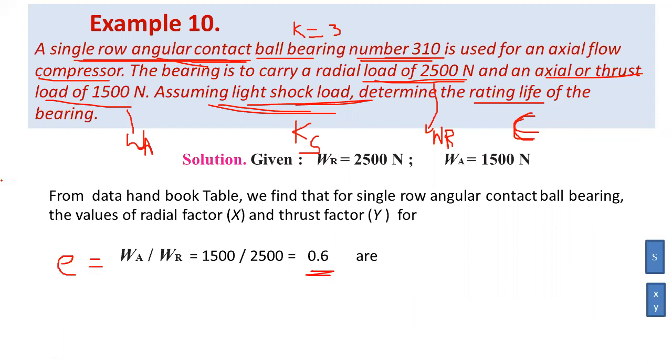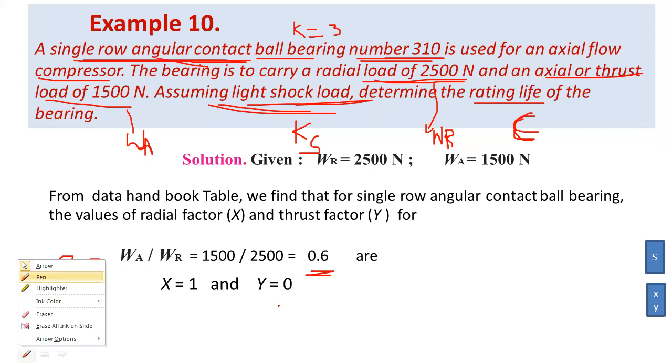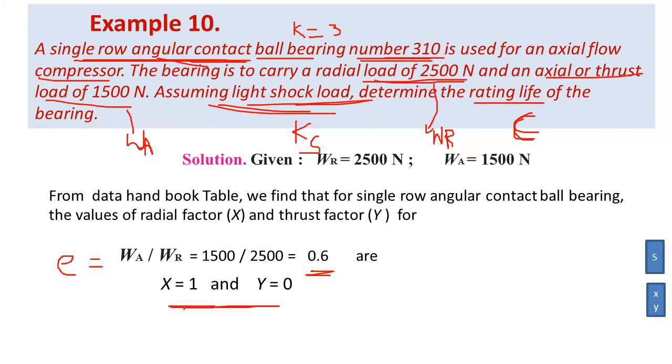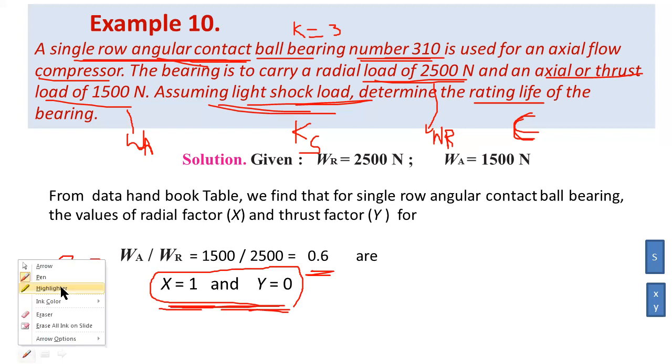By using this ratio, you have to find the values of x and y. These are the radial load factor and axial load factor. These two values are obtained from the data handbook at ratio WA by WR. I will show the data handbook values.